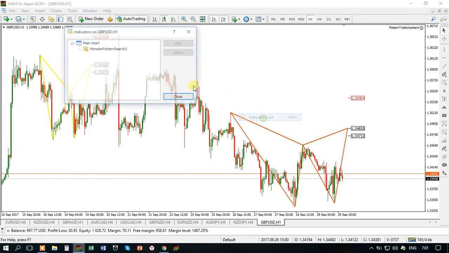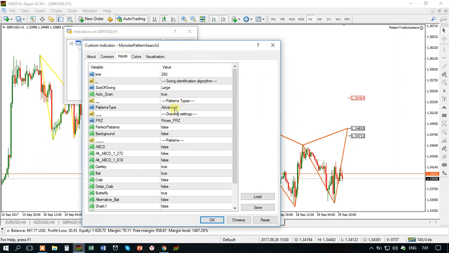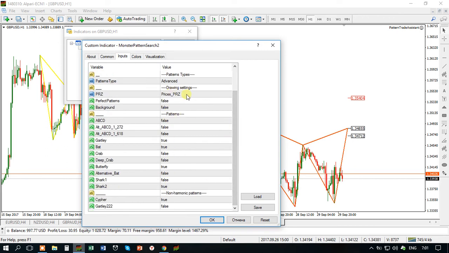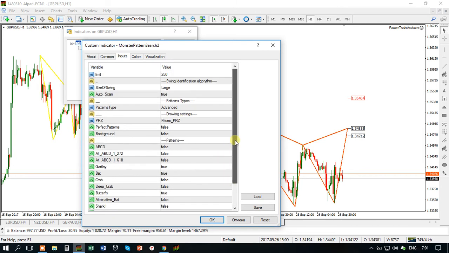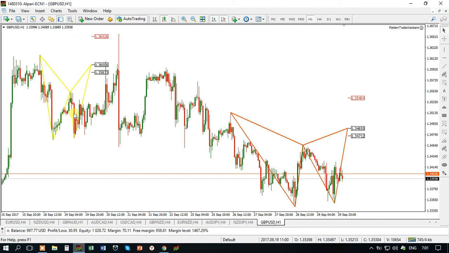As usual, you can set the patterns you want to display, either ABCD, Gartley, harmonic, price patterns, the same as it was previously. You can set the drawing, background or not, perfect patterns or not perfect patterns, and they will be displayed in the same manner as in Automatic HPS, with absolutely the same algorithm. So I succeeded in doing this. It looks like you have Automatic HPS, yes, but think of this.